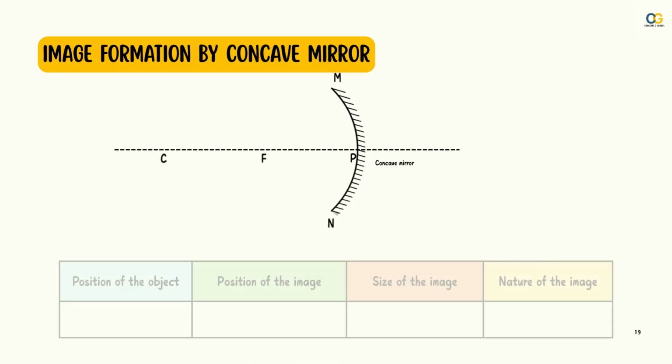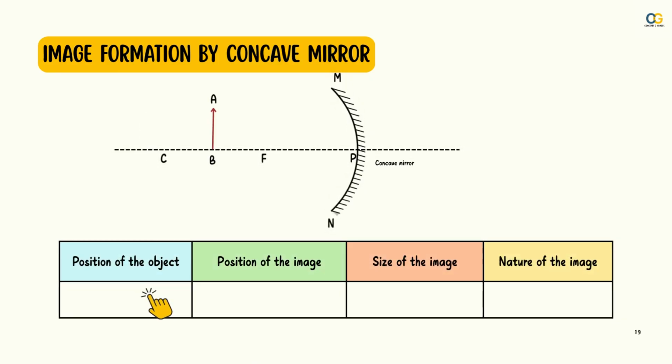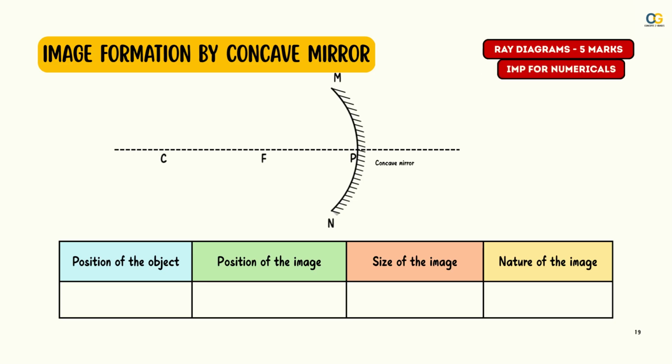Let us now see the image formation for a concave mirror. We will be moving the object from infinity and bringing it closer to the mirror and see where the image is formed. We will understand the size and the nature of the image. Understanding this helps with our ray diagrams which come for 5 marks. Remembering this will also help you in your numericals.